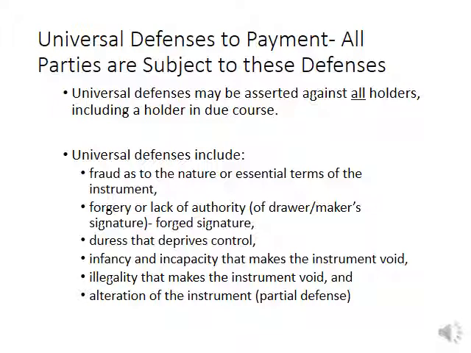So the universal defenses are defenses that all parties are subject to. So universal defenses may be asserted against all holders, including holders in due course. So fraud as to the essential nature would be a universal defense. Forgery or lack of authority, duress that deprives control, infancy and incapacity that makes the instrument void, illegality that makes the instrument void, and alteration of the instrument would be a universal defense.